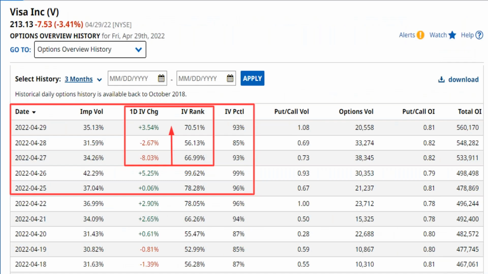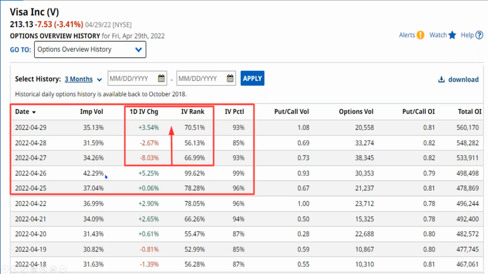So this is a screenshot of the options overview history for Visa. And this is again for that date, that Friday, April 29th. But let's see what happened just prior to that. You can see here's April 19th, 21st, 22nd, 25th, and then here's our earnings date, April 26th. Notice how, remember, our price was falling, but also our implied volatility was rising.